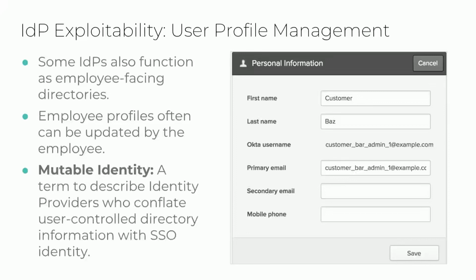Another potentially risky IDP feature is account lifecycle functionality, such as user profiles. If an IDP also functions as an employee directory, employees may be able to do self-service profile management, such as updating their first name or phone number. In other words, if an identity provider allows a user to edit the data that they use for SSO identity, they may have some influence over how they're identified. I'll use the term mutable identity to describe user profiles that exhibit this behavior.